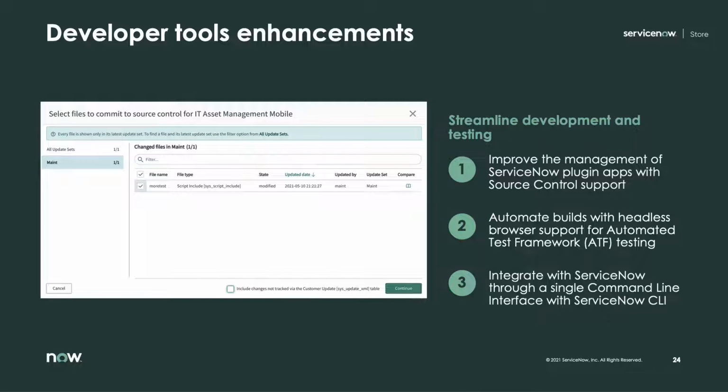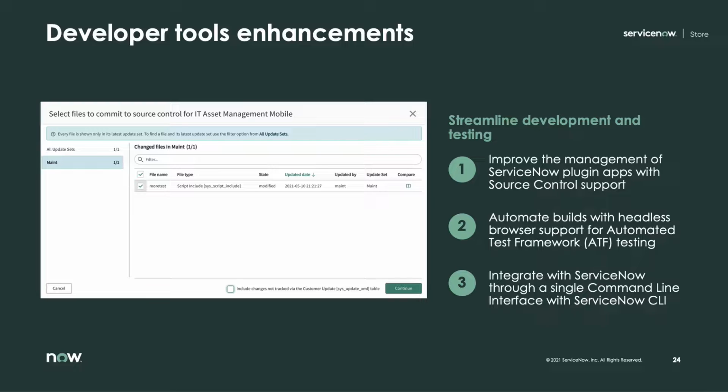Now, in the past, we couldn't fully automate browser-based testing. You could do all the server-based code you wanted, but when it came to testing those client-side things, you couldn't do that. And of course, with the Rome improvements, we can automate the browser-based testing with ATF, headless testing, leveraging Docker.